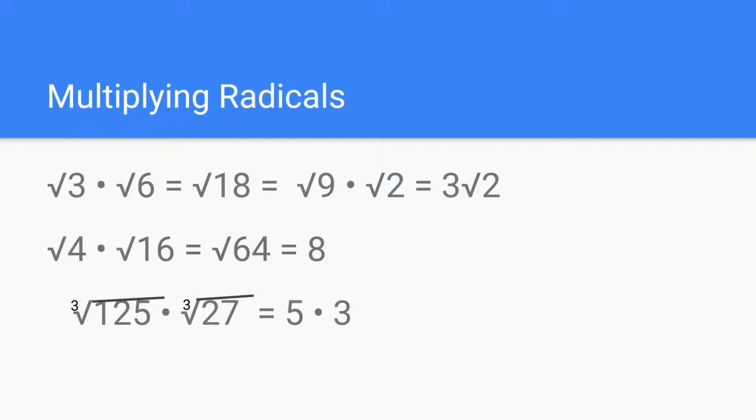And the final one we're going to practice is cube roots. So the cube root of 125 is 5, and the cube root of 27 is 3, and so the final answer is 15.